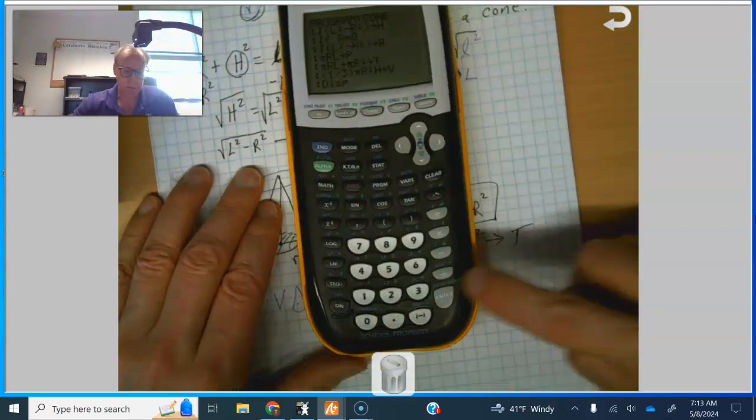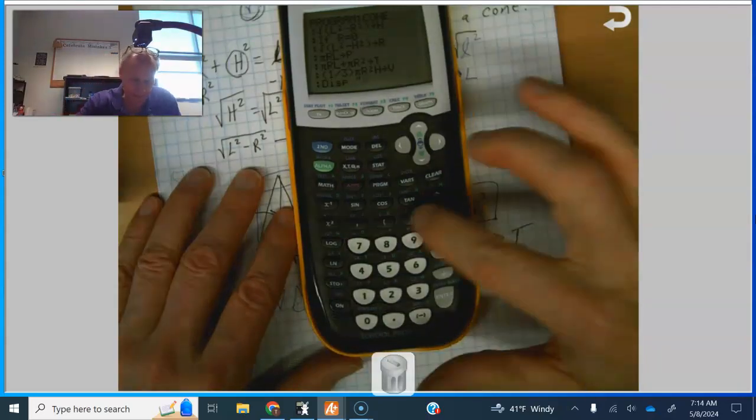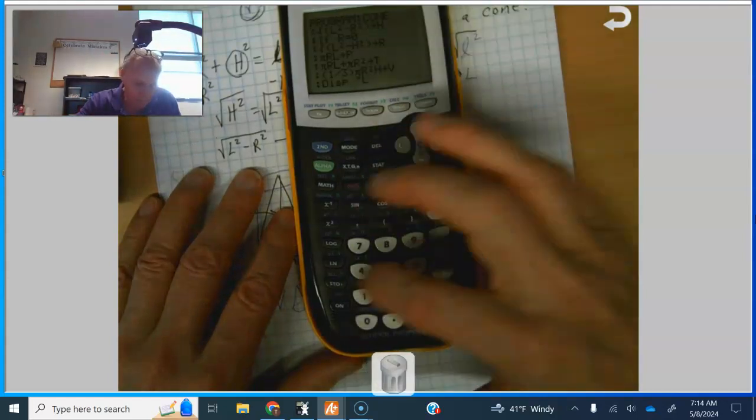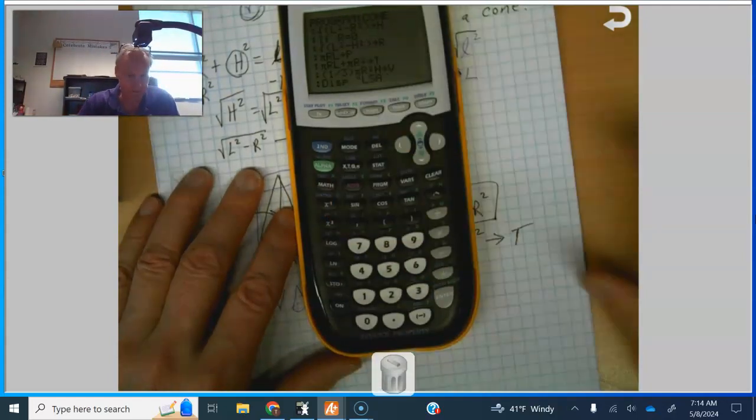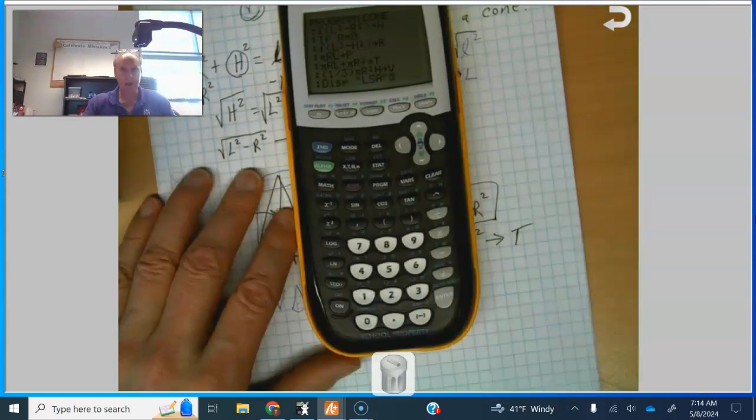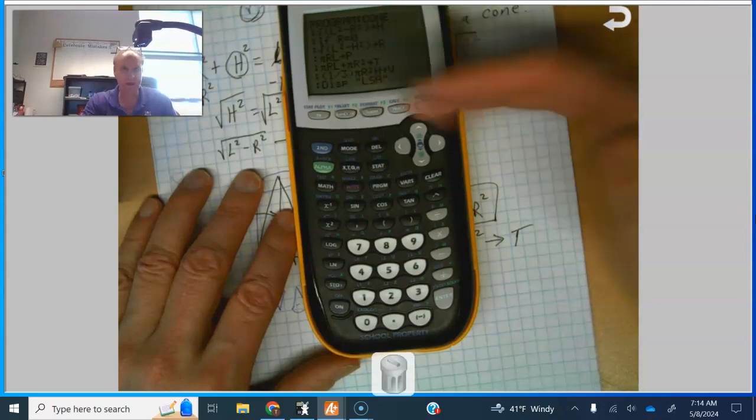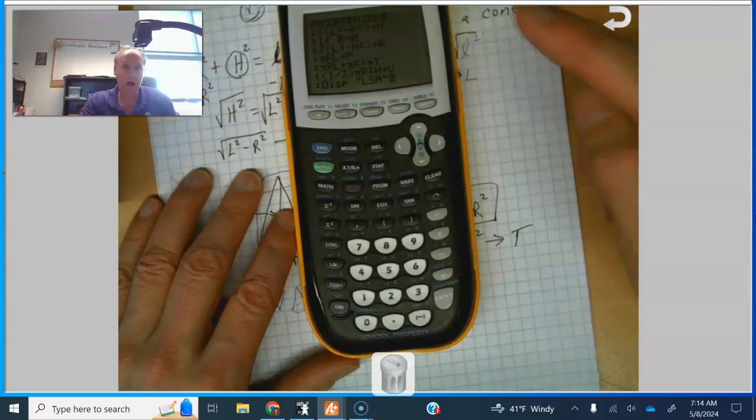I'm going to use quotation marks, and let's do the lateral surface area first. So I'm going to use LSA for lateral surface area. LSA, the lateral surface area of my cone, and I close the quotation marks. All that does is print LSA on the screen of my calculator. Now, I need a comma.